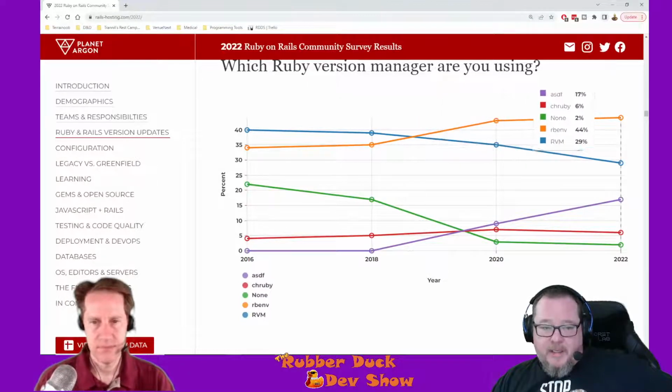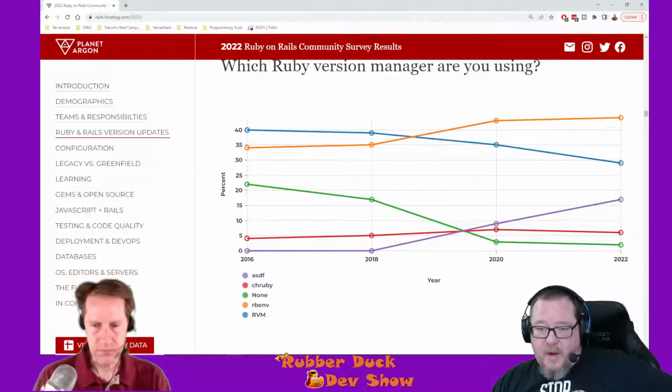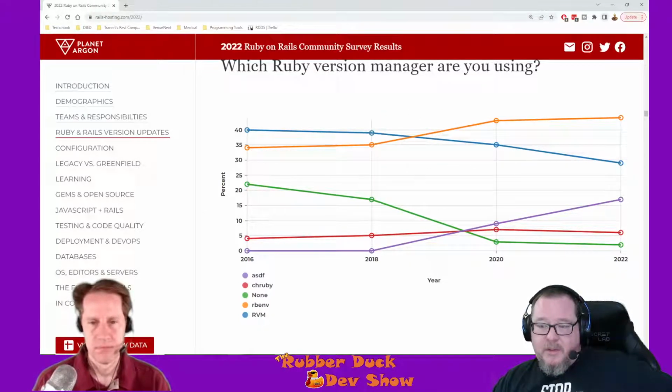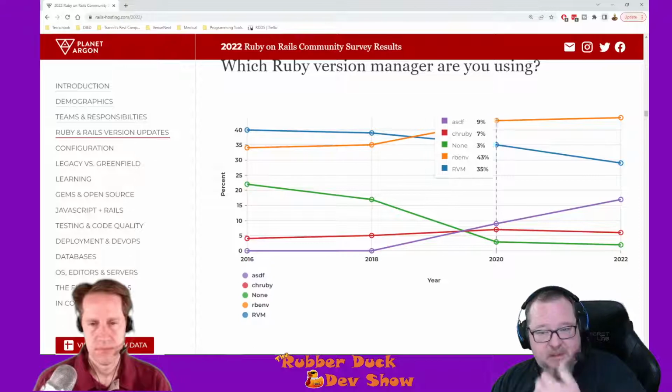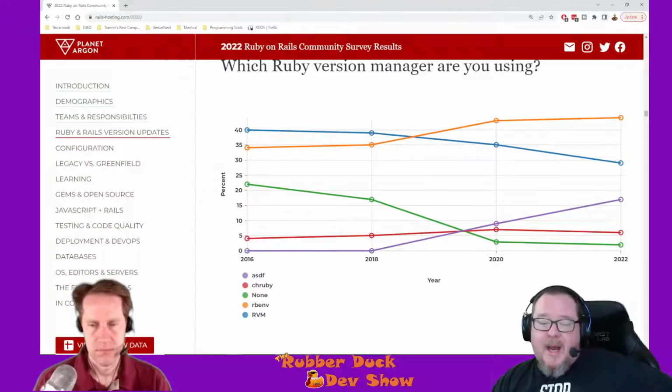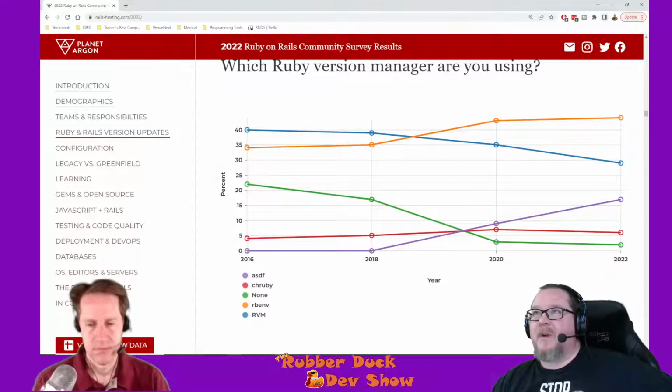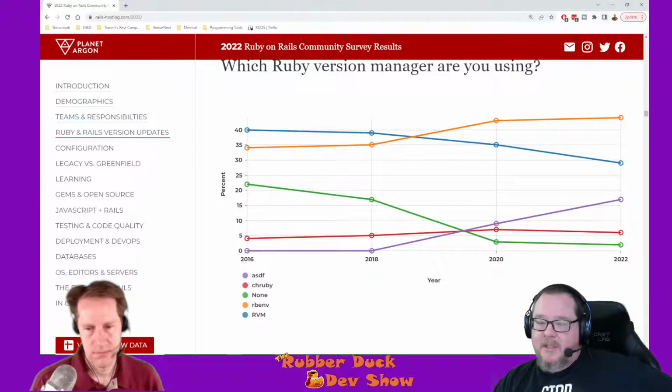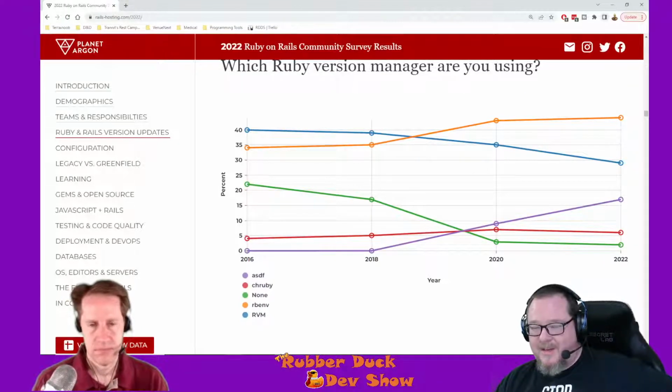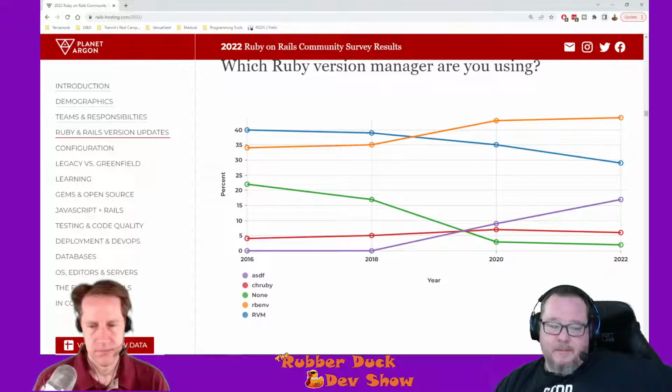RBENV is kind of the top one and has been for several years now. RVM is kind of shrinking a bit. I used RVM very briefly, about the time RBENV was coming out, but I switched off because I found it very heavy. RBENV was much lighter and easier to switch around. Yeah, I never used RVM.